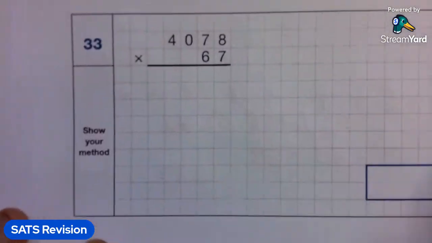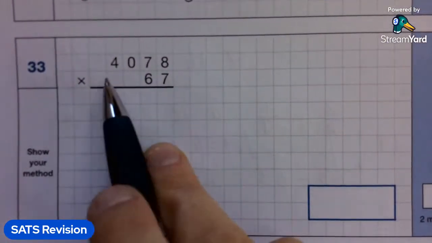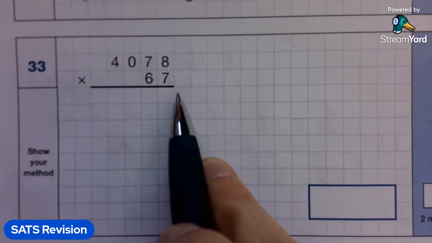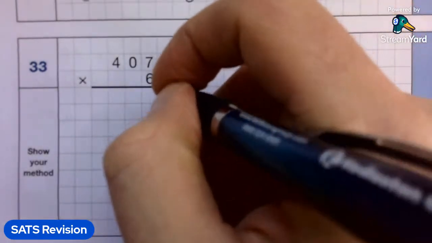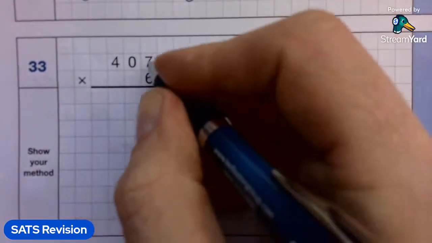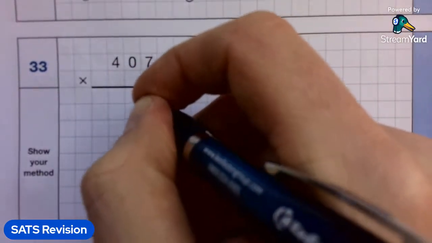Right, next one. So, 4-digit number multiplied by 2-digit number. So remember, I'm going to have to do 2 levels again, okay? 8 7s, 56. 7 times 6 is 42. Add the 5 is 47.